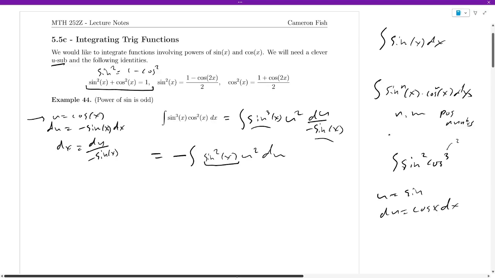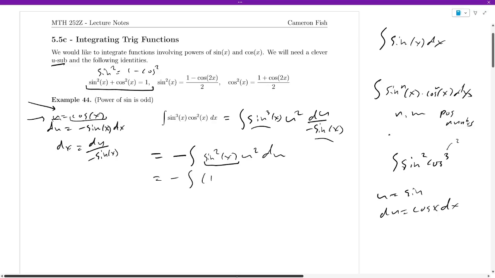Now you could always do that. I could have done that at the beginning before any of this u sub or anything. But it's a good idea here to have cosines inside my integral instead of having sines. Right? Why is that a good idea? Because if I have cosines inside my integral, and I changed it to du, all my cosines can become u's. Right? So let's see what this looks like.